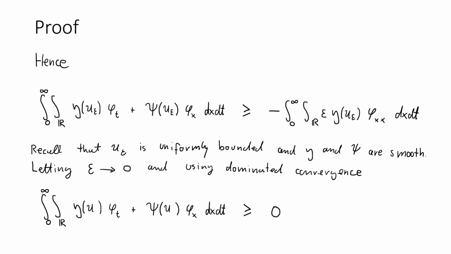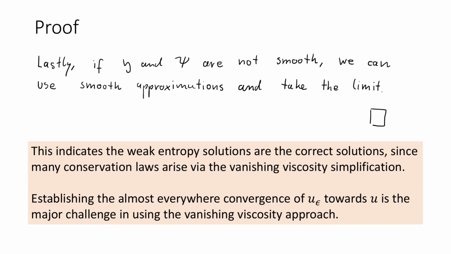by assumption. Now as epsilon goes to 0, we can use the theorem of dominated convergence and arrive at this desired inequality. The integral from 0 to infinity in t of the integral over the real line in x of eta of u times the time derivative of phi plus psi of u times the x derivative of phi dx dt is greater or equal to 0. And lastly, if eta and psi are not smooth, then we can use smooth approximations and take the limit. And that finishes the proof.